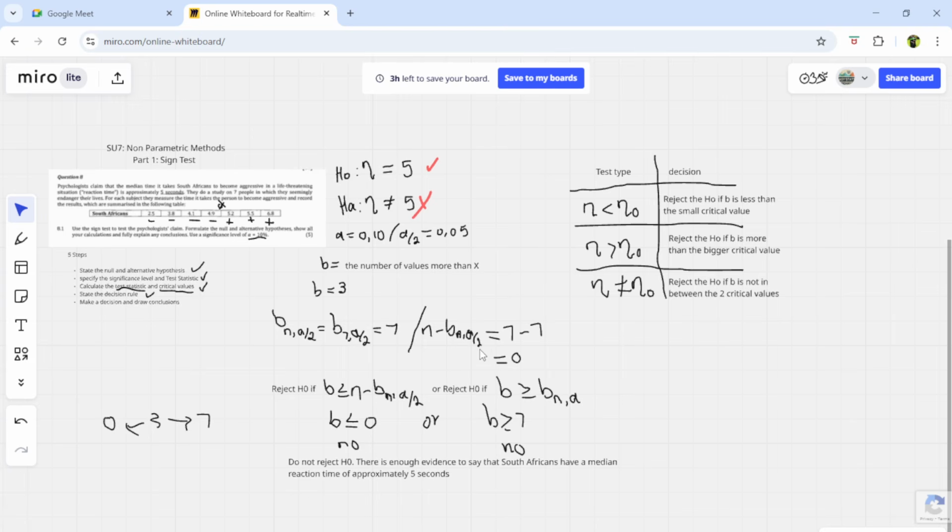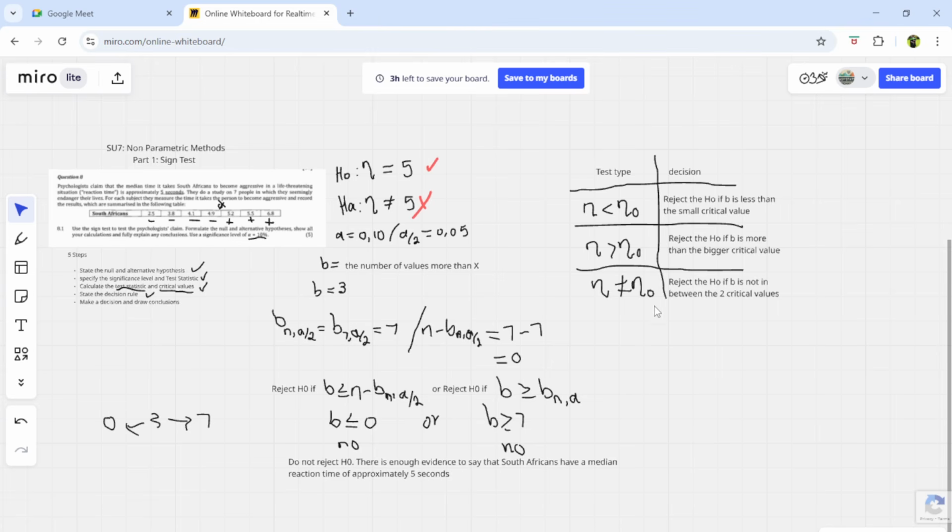So now after getting your critical values, you just look at this over here. The test type is n is less than the main claim. In this case, it's going to be 5. So that is how you make the decision. The test type is based on whether it's left-sided, right-sided, or two-sided.